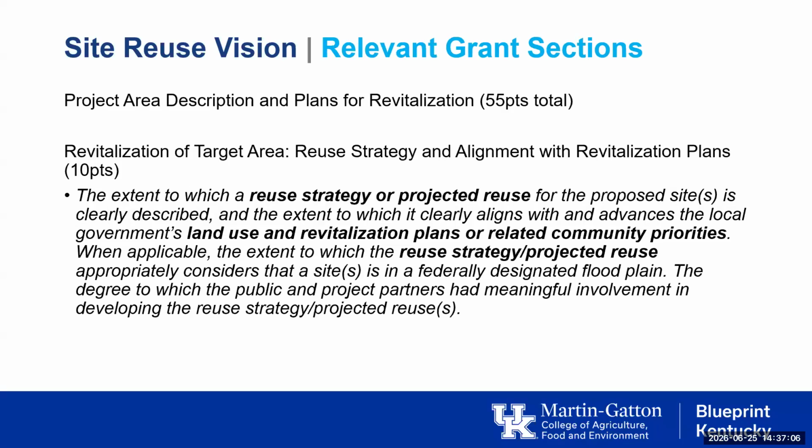So as we get into the nitty gritty of each of those sections, a few sections here that I just want to call attention to and touch on where this shows up. The project area description and plans for revitalization section, which is 55 points total. So this first one, revitalization of the target area, this is where you really have a chance to articulate and describe your site reuse vision and what your site will become one day. And I've bolded these specific components in here where there's mention of that language.